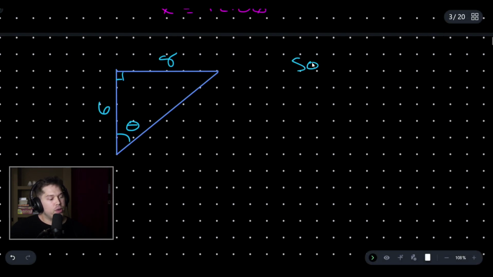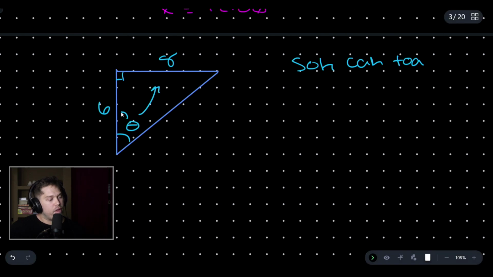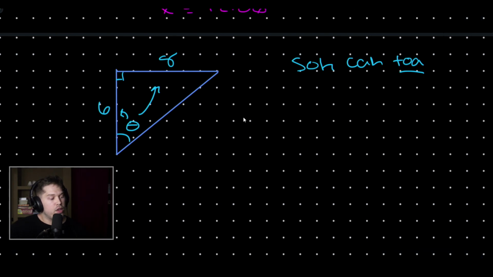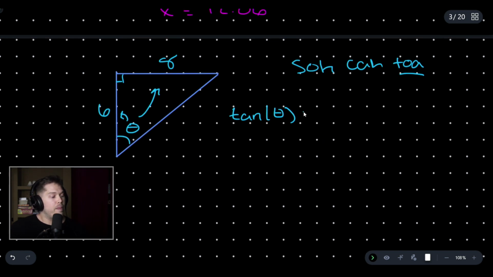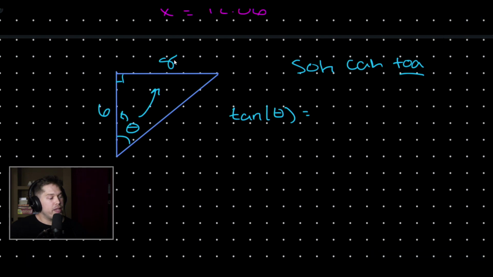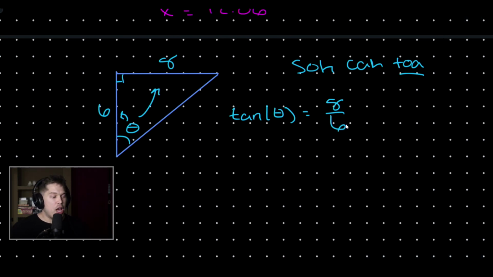Still, we're going to think to SOHCAHTOA. And what trigonometric function are we going to be using here? Well, in perspective to our theta, we have our opposite side and we have our adjacent side. So we're going to be using tangent. Okay, so we know that the tangent of theta must be equal to what? Well, it's going to be equal to the opposite over the adjacent, so it's going to be equal to 8 over 6. Okay, so this is all fine and dandy, but how can we now find what theta is?